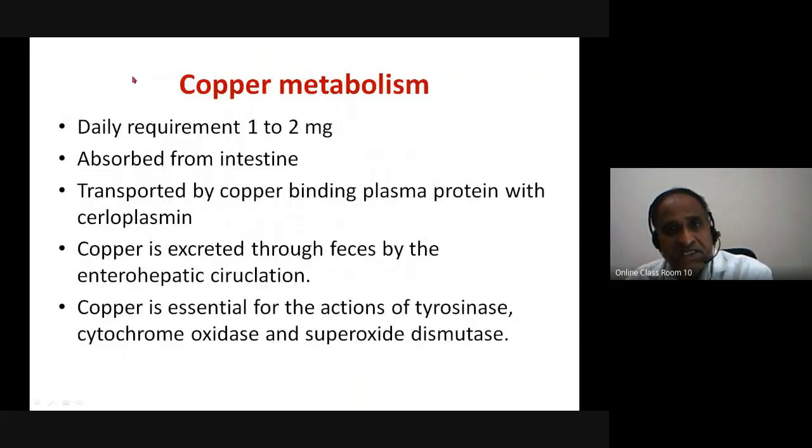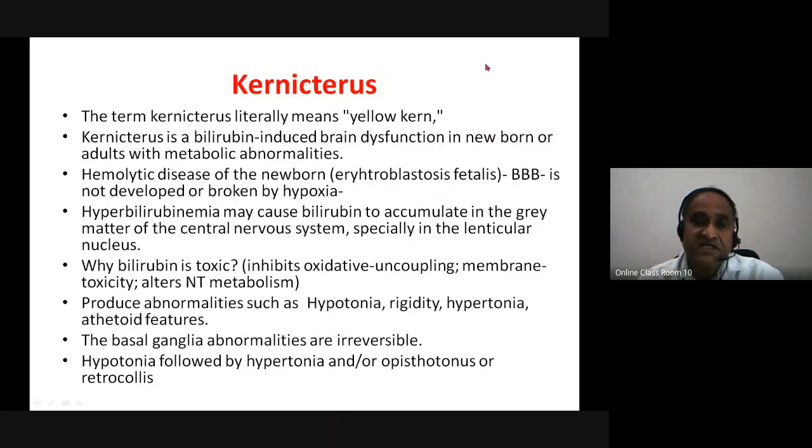Then we will see this. I have explained this copper metabolism. Now we will see another interesting hematological condition that produces basal ganglia lesions. You must have heard about Kernicterus in hematology teachings, associated with the hemolytic disease of the newborn, where there is an Rh incompatibility. I think you recall that. This is also known as erythroblastosis fetalis.